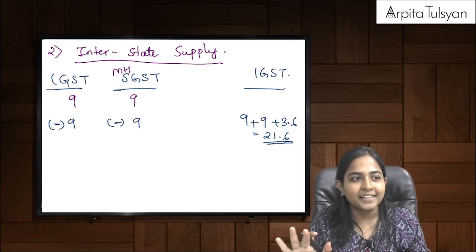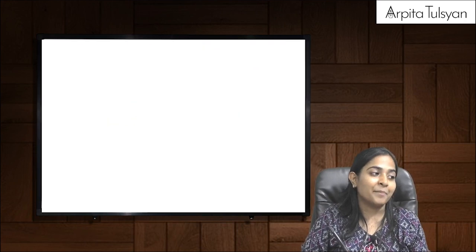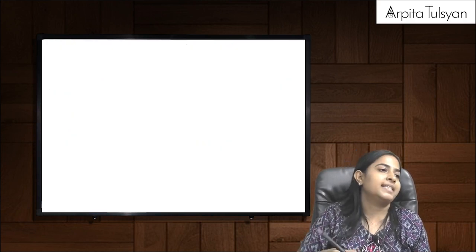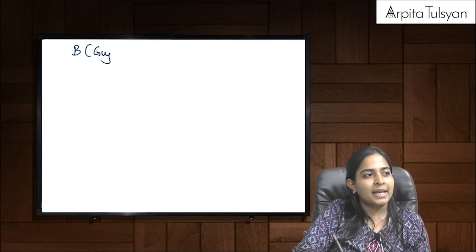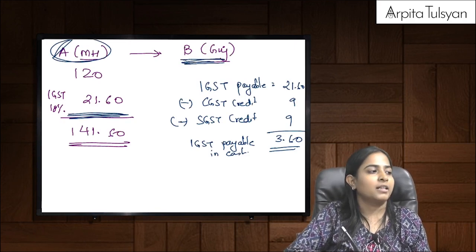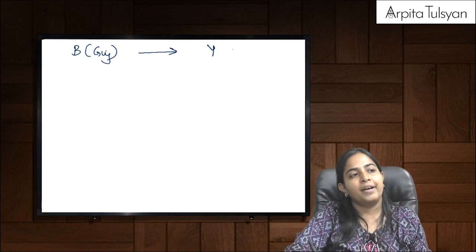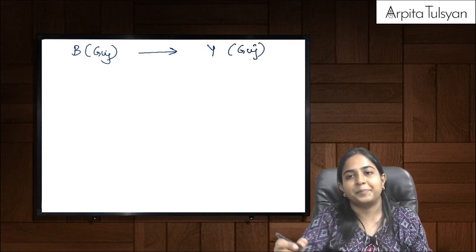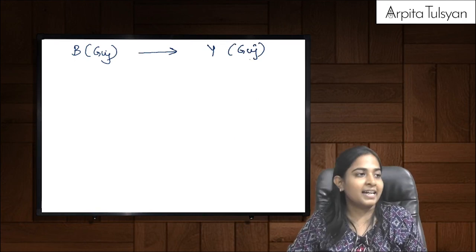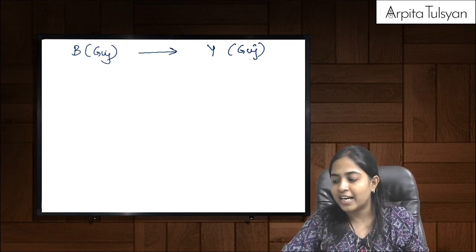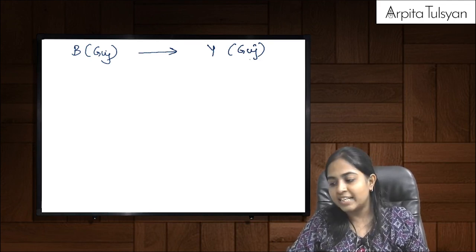Very clear till here? Okay, now see the game. Everyone here. Now, let's say B of Gujarat, same person, is selling it to Y of Gujarat. Same state. Which taxes will be applicable? CGST and SGST? Yes, okay.